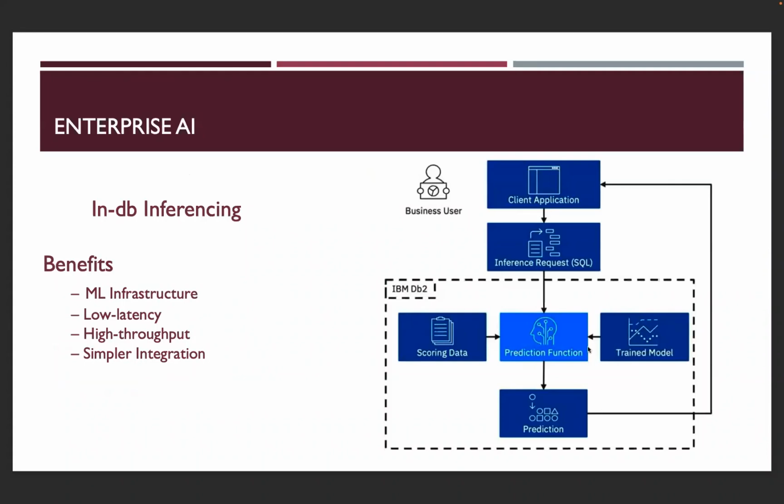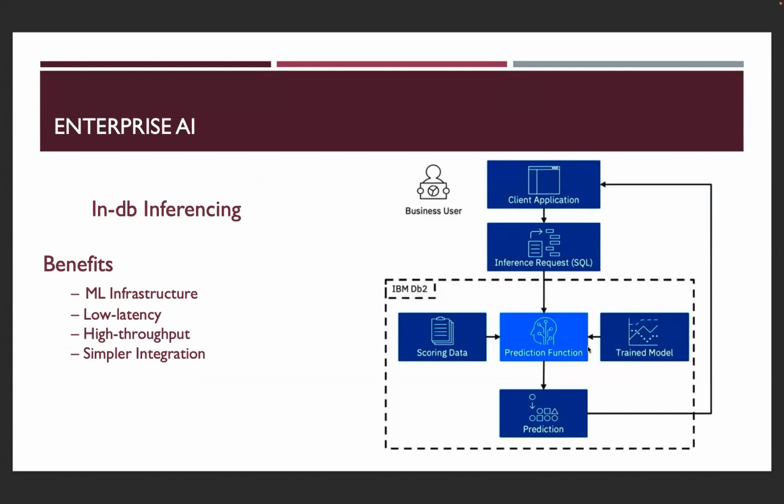So how does this inference work in your database server? You have the client application and the inference request, which will be sent to the database using a SQL statement. There you have your model file, which has the trained model, and your data.